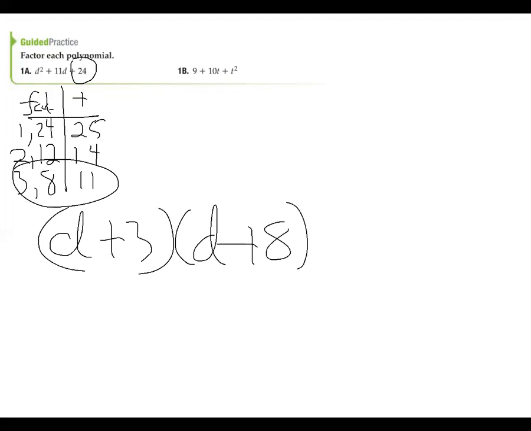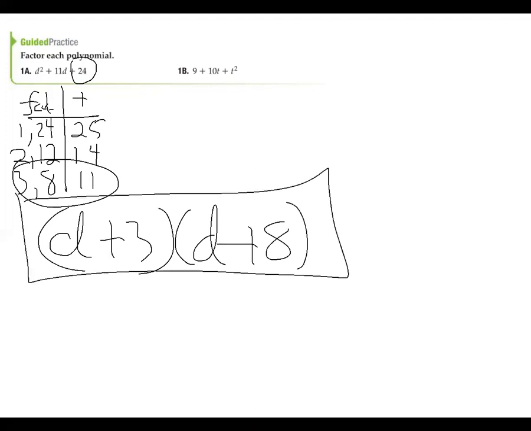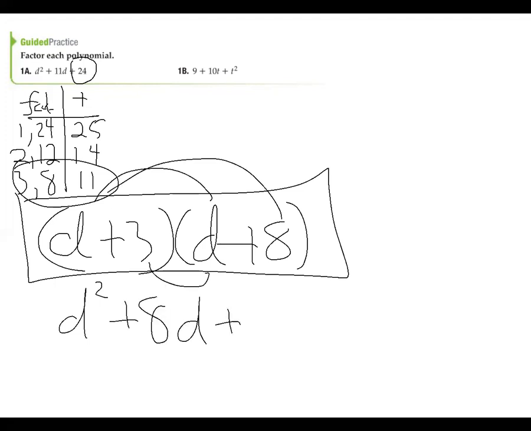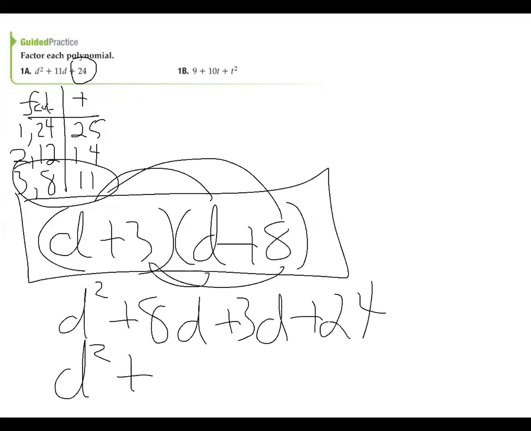Now that's my answer, but I could check it by foiling. If I do the firsts, you get d squared, outers 8d, inners 3d, and lasts 24. And that would simplify to d squared plus 11d plus 24. So I know my answer is right.